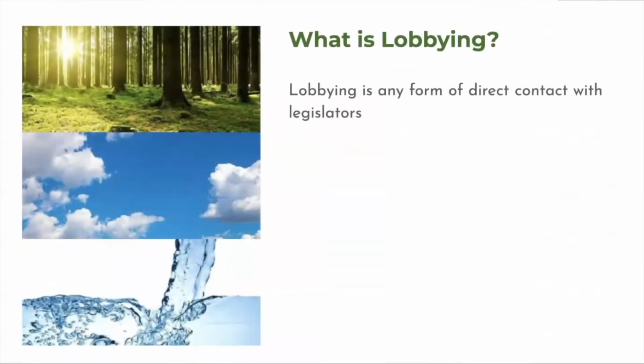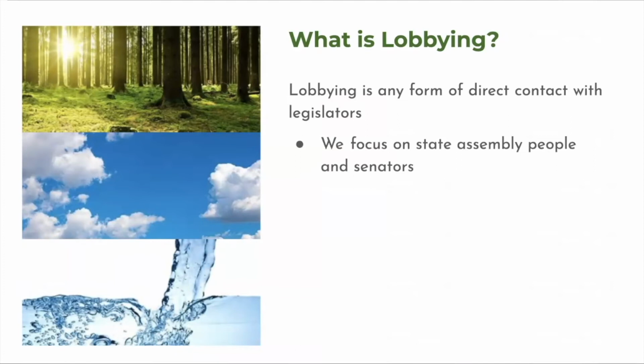Well, lobbying is any form of direct contact with a legislator, with local officials, with officials on maybe more of a national level, so people in Congress, that sort of thing. We really focus on state assembly people and senators because for our campaign, the Green Amendment is a state bill. That's where we're focusing our attention, sometimes on the local level as well, but really on the state level. Though, of course, who you're targeting with your lobbying is going to depend on what campaign you're running and what your goals are.